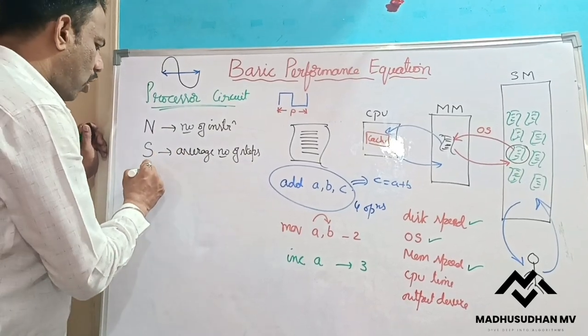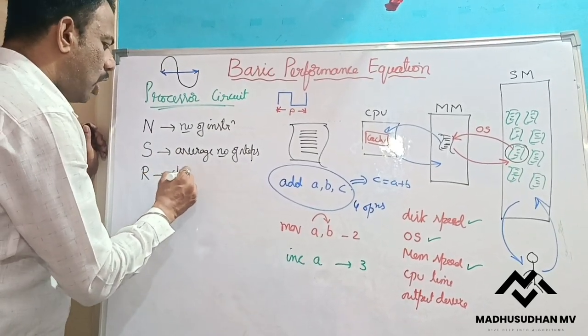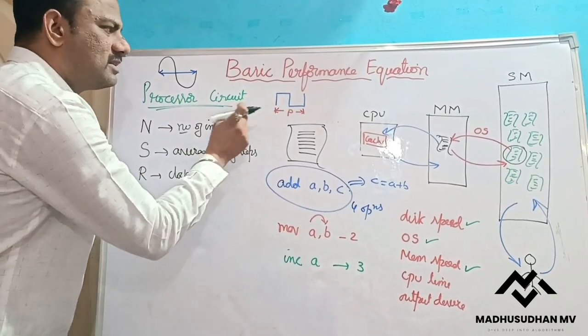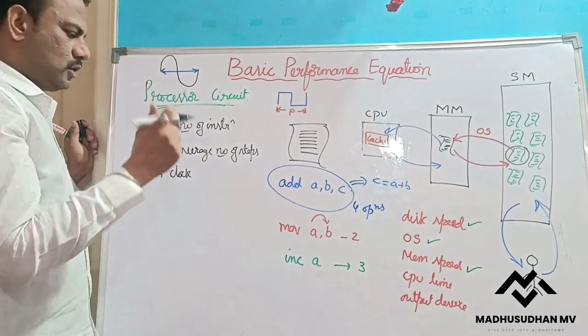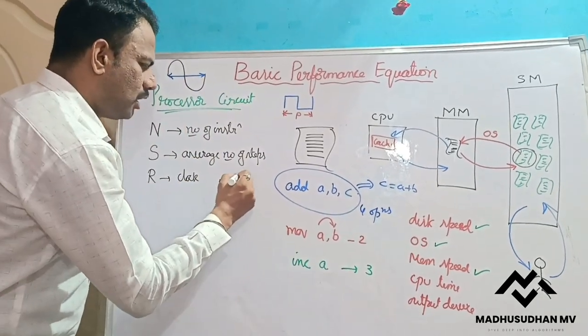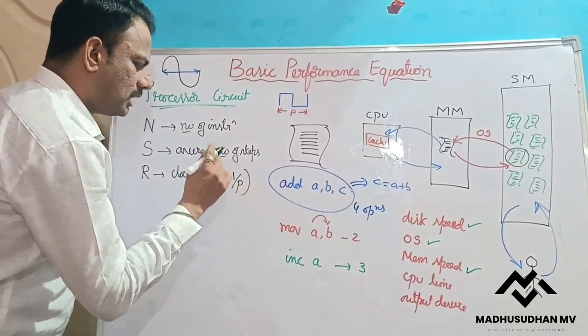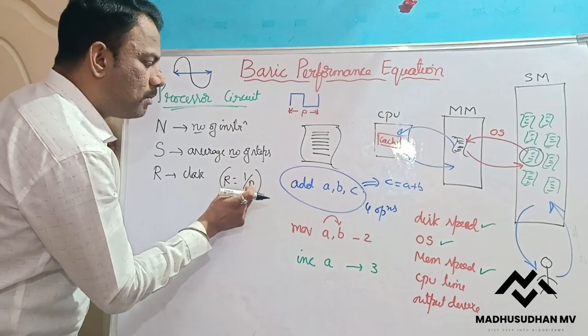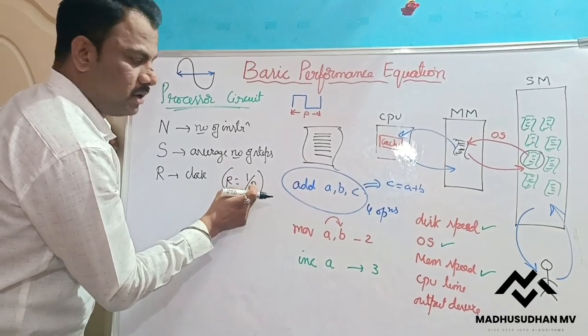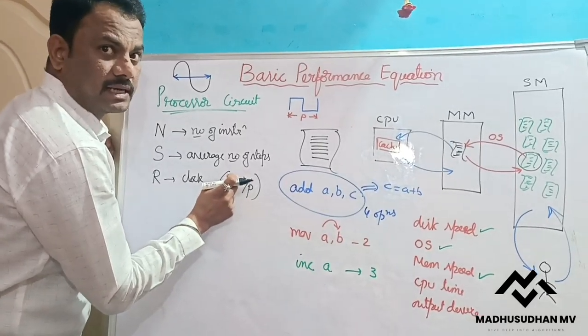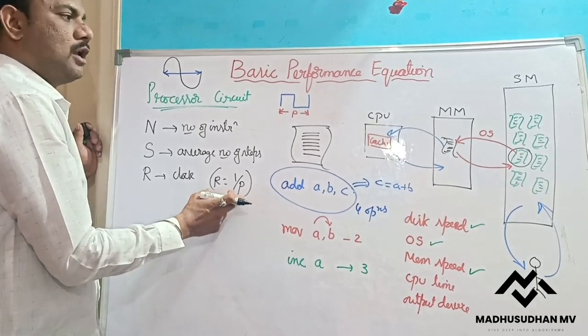Next we'll say clock rate. Clock rate means how many clock signals I am generating per second. So this R, I can say, is 1 by P. That means clock rate is how many pulses or periods there are in 1 second. So R equals 1 by P. This is the equation.